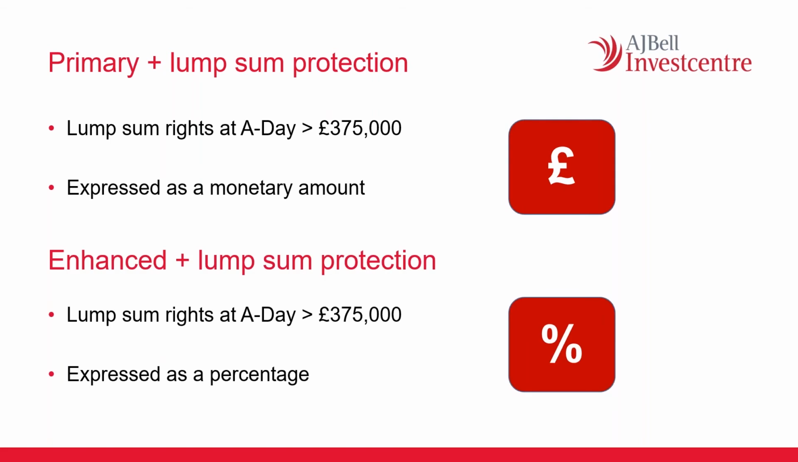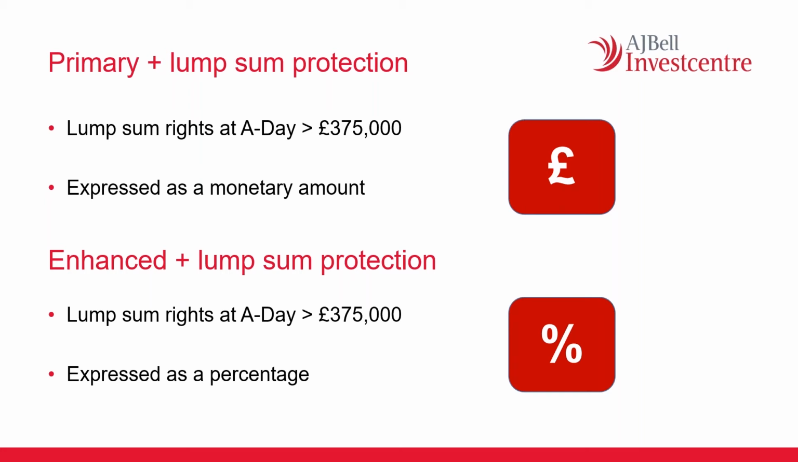When you have enhanced protection, it works differently. Again, the criteria is the same. You just have to have lump sum rights at A-Day of above £375,000, but this will be expressed as a percentage. You could have people who had a very large pension fund who applied for enhanced protection, and their lump sum might only be 20%. But because it's above the £375,000, they would still have it. And again, that percentage would be expressed on their protection certificate from HMRC.